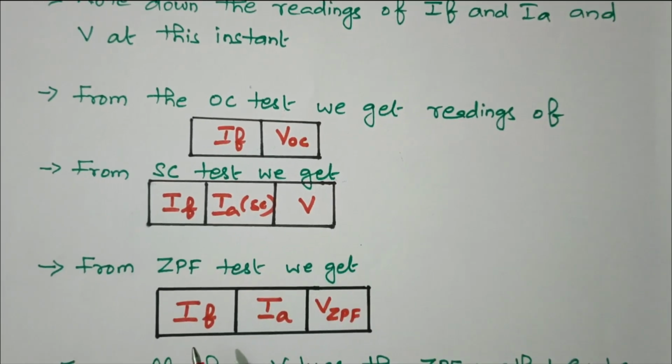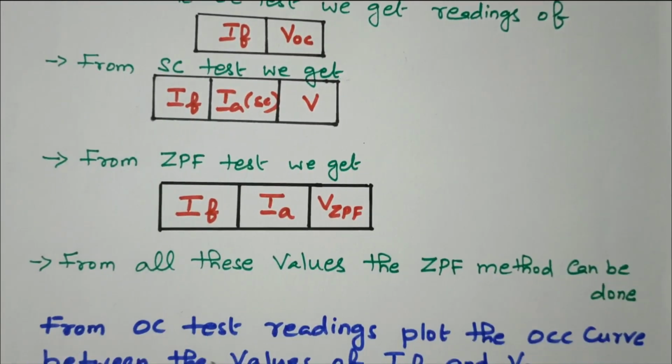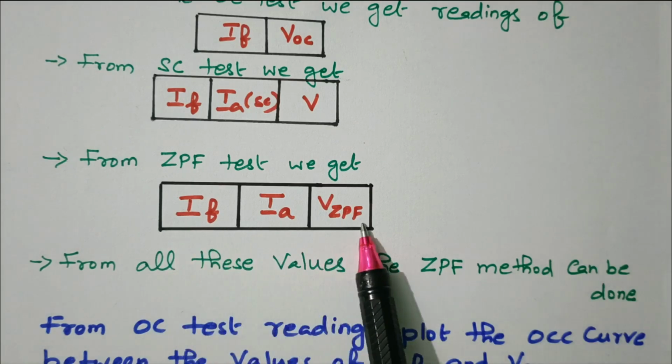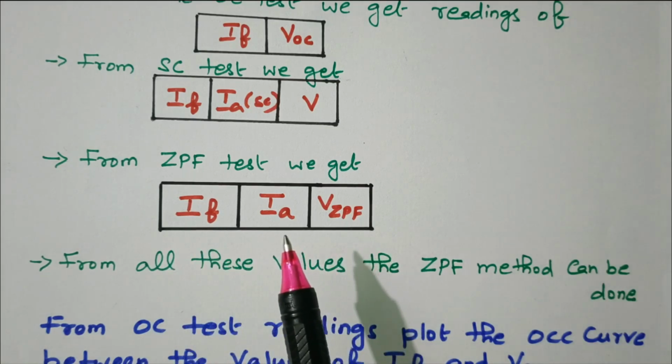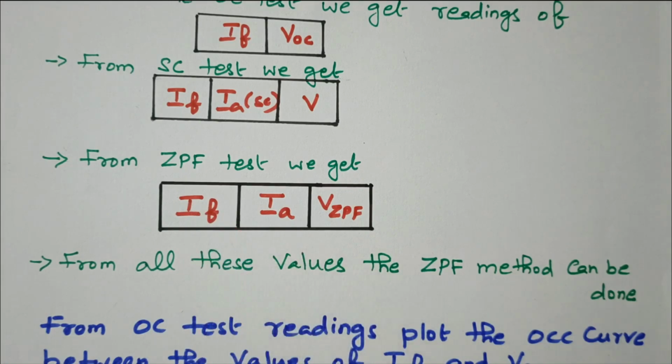So from the zero power factor test we get IA, IF and voltage. That is the voltage at ZPF and this is the field current at ZPF. From all these values the ZPF can be done. Now we have the ZPF readings. We already have the OC test and SC test as well as the ZPF test. So from these readings we are able to draw the curve and find the regulation of the alternator. Now we'll see the graph.